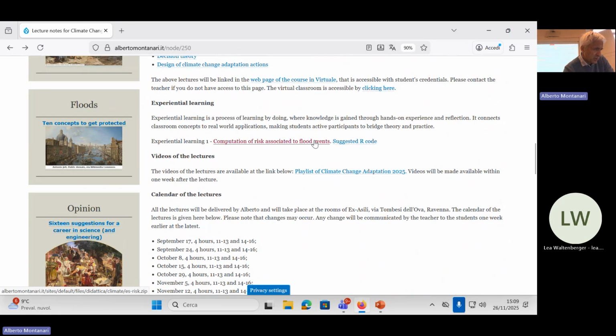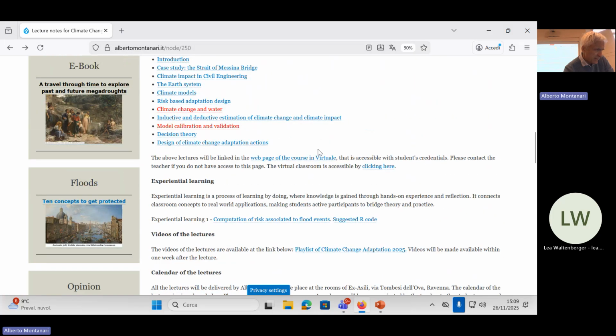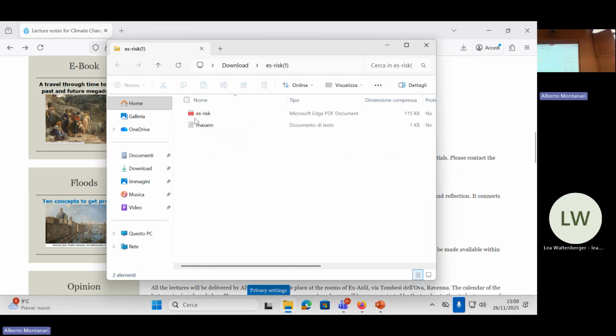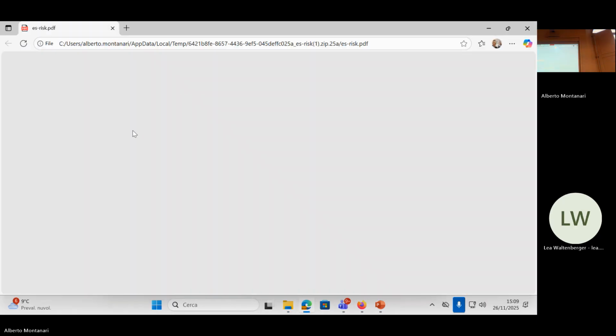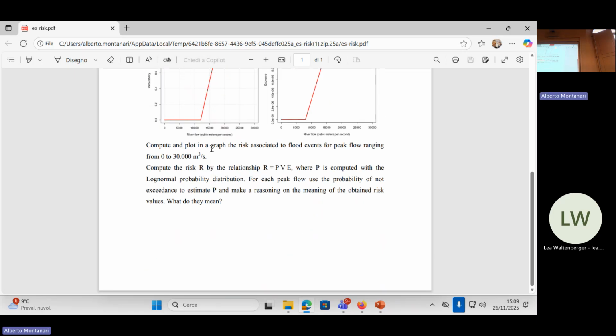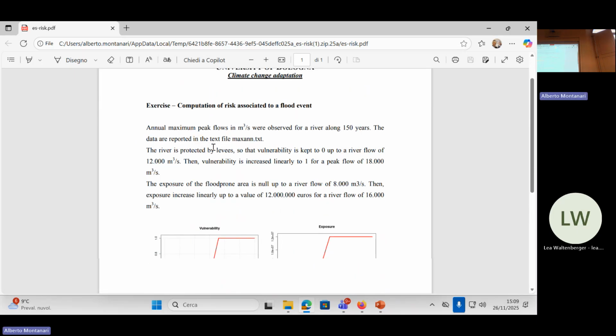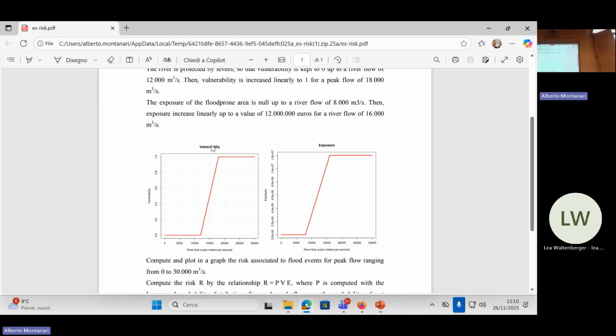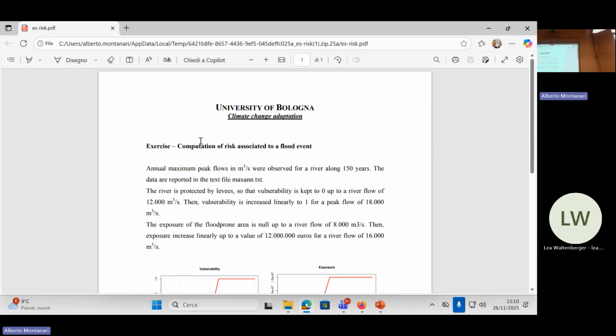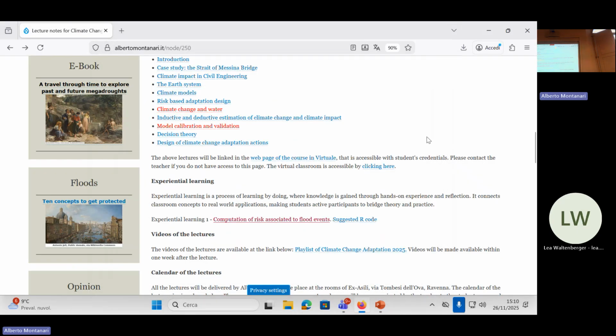Computation of risk associated. No, it's not here. Let me see. I'm sure that there is. Let me see this one, which I don't remember. What kind of exercise is this? This is the utility function. No, vulnerability exposure. This is the risk. Okay, I think this is the wrong link. I have to check it.